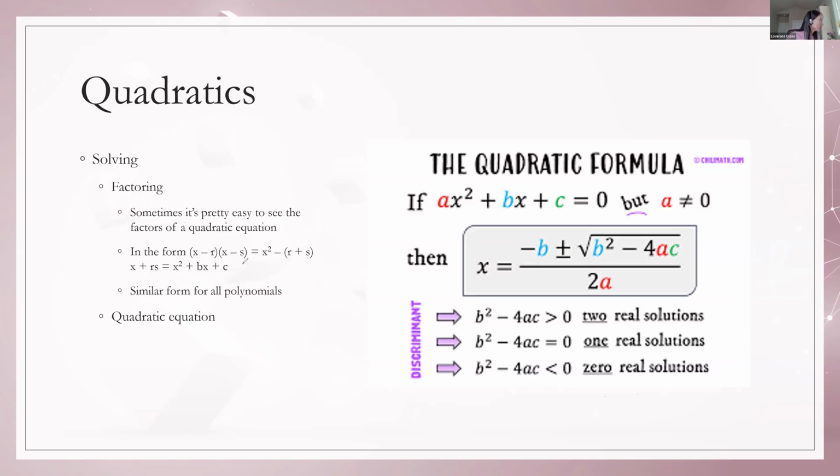So this is like the factored form of a quadratic, where r and s are the roots, right? Because if you plug in x equals r or x equals s, then this equals 0. And if you expand that out to get the normal form of a quadratic, x squared plus bx plus c, you get that negative r plus s, actually this negative is very important, is equal to b, and r times s is equal to c.